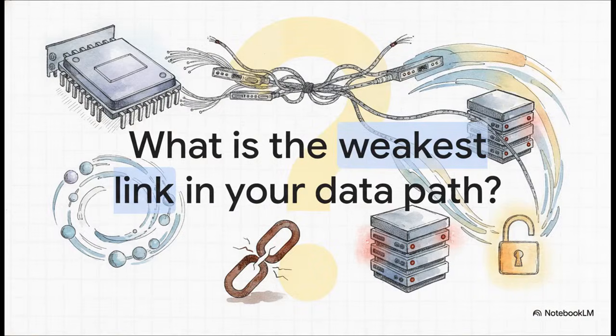So, as we wrap up this explainer, I'll leave you with this one provocative question to chew on regarding your own enterprise deployments. What is the weakest link in your current data path? Are you seriously investing millions in GPU compute just to watch it sit there idle because of a neglected storage network? Finding and fixing that weakest link is exactly how you unlock the true potential of your AI investments.